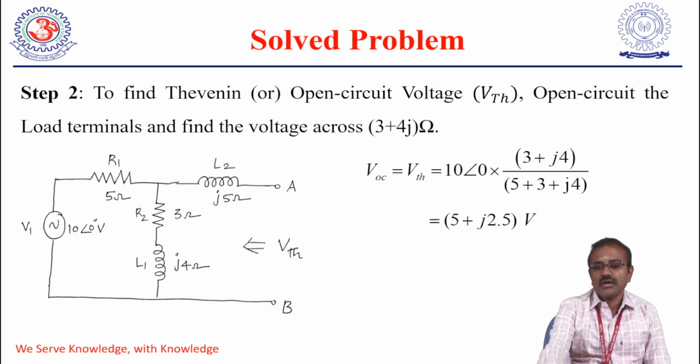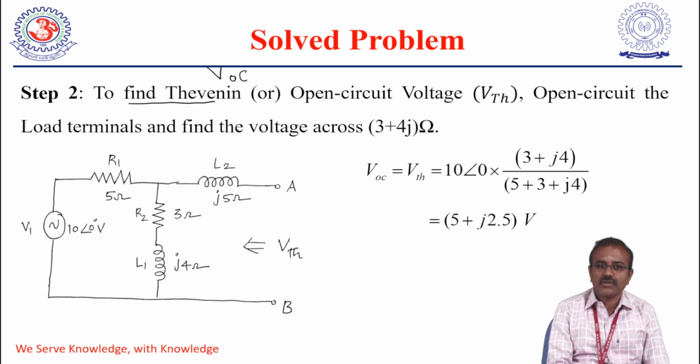So next, step number 2, how to find the Thevenin voltage. The Thevenin voltage, or open circuit voltage, that is VOC. What is the procedure for this? Open circuit the load terminals and find the voltage across this 3 plus 4J ohms. Why do we find the voltage across 3 plus 4J ohms? Because we have already removed the load terminal. We need the open circuit voltage across the load terminal, and only 3 plus 4J is there. So we need to find the open circuit voltage for this 3 plus 4J.